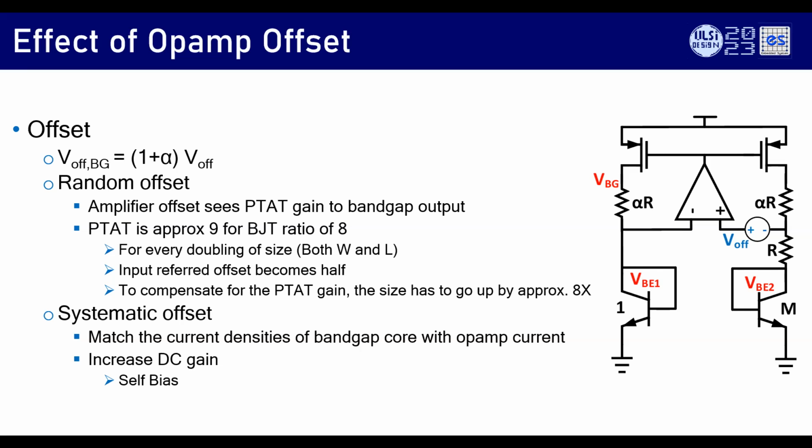And the offset itself can be two things. It can be random offset, or it can be systematic offset. Random offset, yes, you can do something like chopping or auto zero to take care of it. But systematic offset, you have to live with whatever. There's no other technique apart from matching. I'll show how people do that.